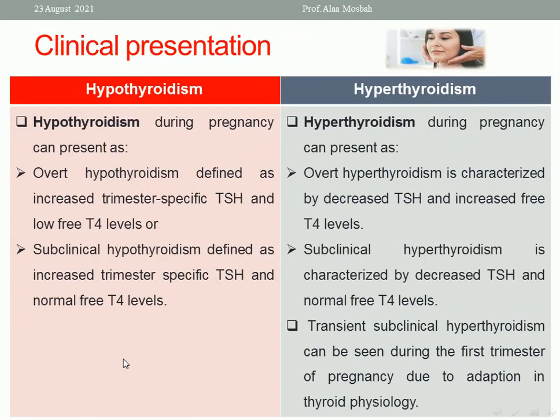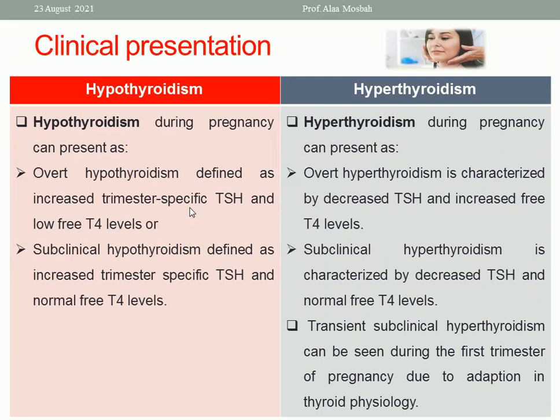Okay, let us complete the comparison between hypothyroidism and hyperthyroidism. Hypothyroidism during pregnancy can present as an overt hypothyroidism, as I mentioned before, defined as increased trimester-specific TSH and low free T4 level. Why did I say trimester-specific TSH? Because the level of TSH is affected according to which trimester I measure the serum TSH. As I mentioned before, there is variation.